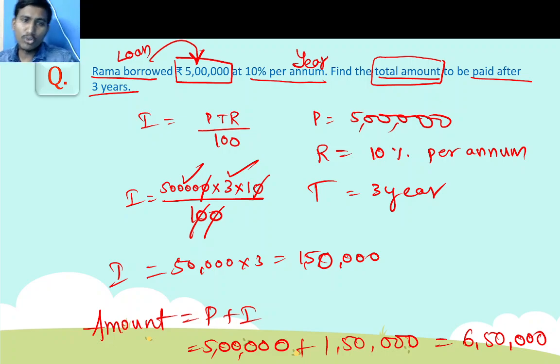This is how you have to do it. Very easy. Principal is given, rate of interest is given, time is given. Then you find the interest first, right? That is the simple interest, SI. Interest or simple interest, both are the same. Then total amount is principal plus interest. So the total amount she has to give is 6 lakh 50,000. Understand? Now do it. Write it down.